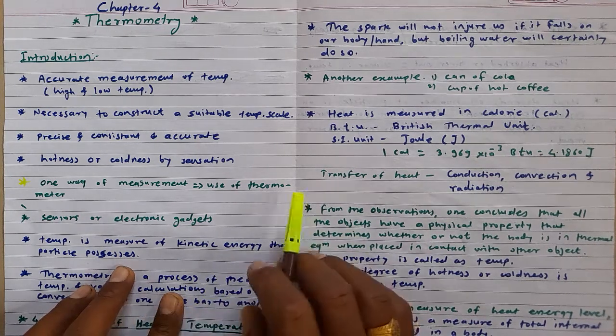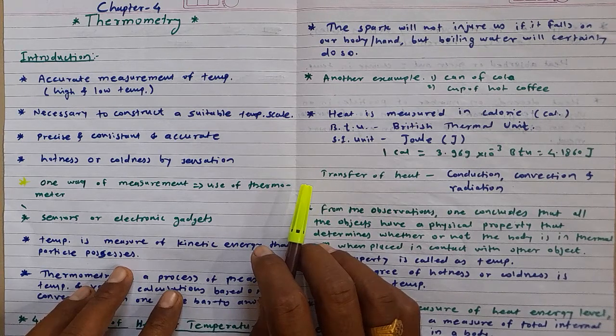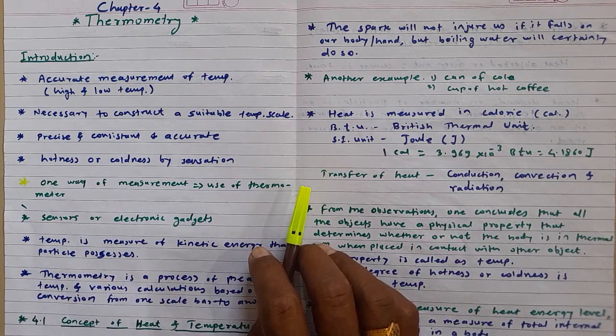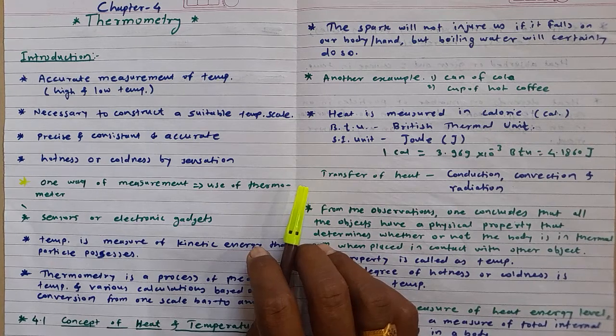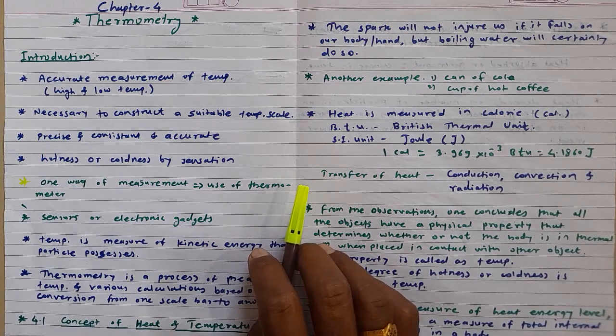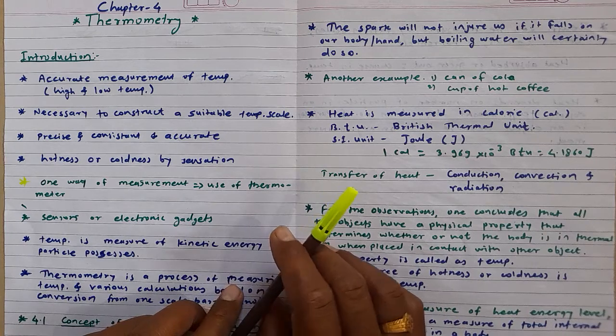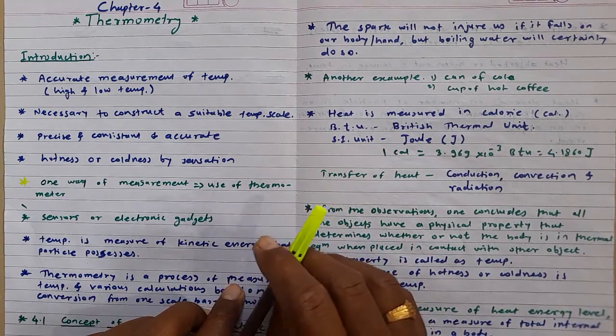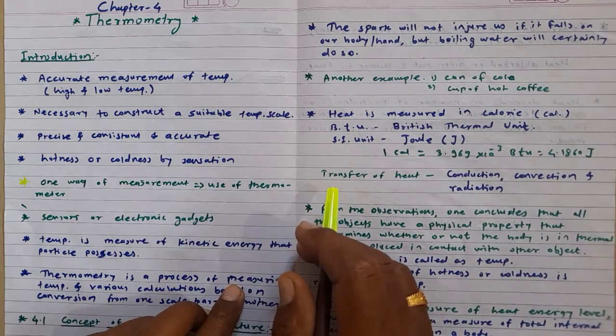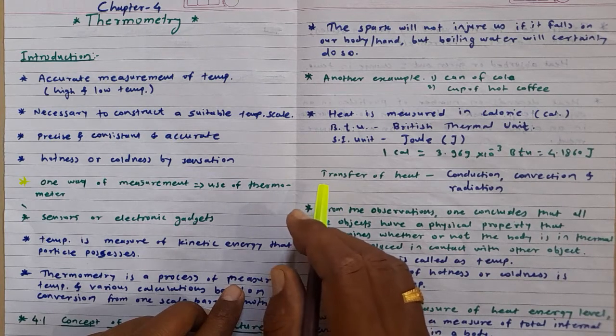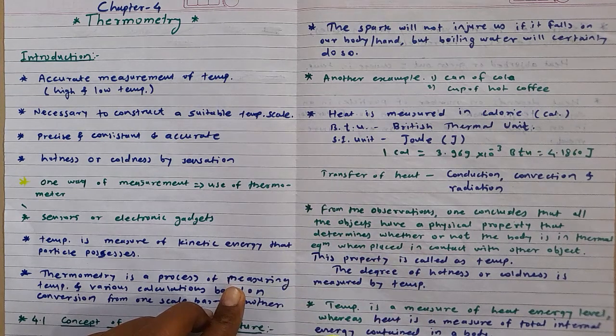measurement. So in this chapter, what we are going to see is the concept of heat and temperature, then some principles of thermometry, also the temperature scales and their interconversions between the various scale bars. Later we will understand the principle, construction, and working of the various types of thermometers, and at the end we will have some numericals over it.